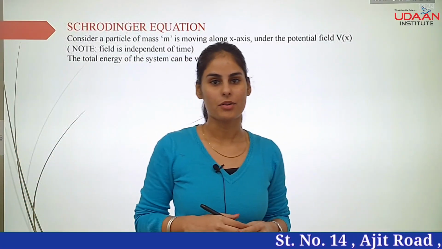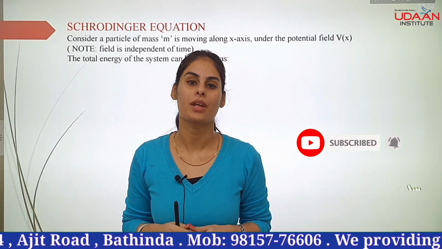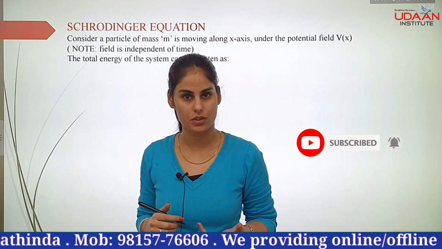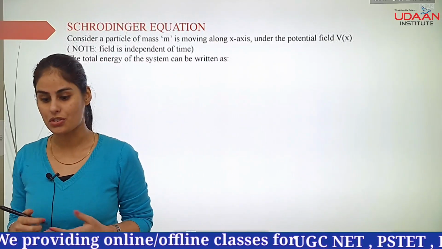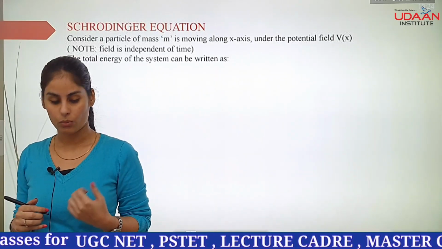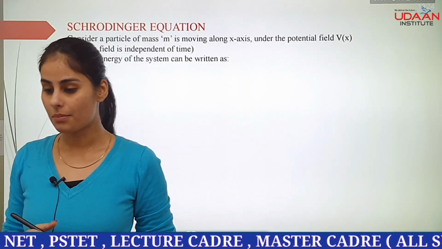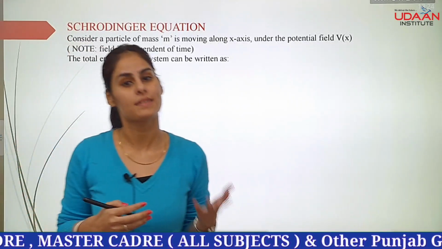Okay, welcome everyone. Today is the second lecture of the lecture series on quantum mechanics, and in today's lecture we are going to discuss the Schrodinger equation. All of you must have read about this equation in your masters or in your graduation courses as well. So what is the Schrodinger equation? It basically predicts the behavior of a dynamic system.